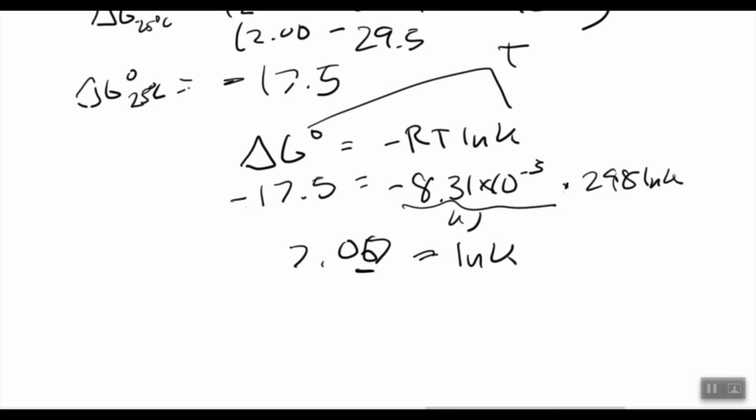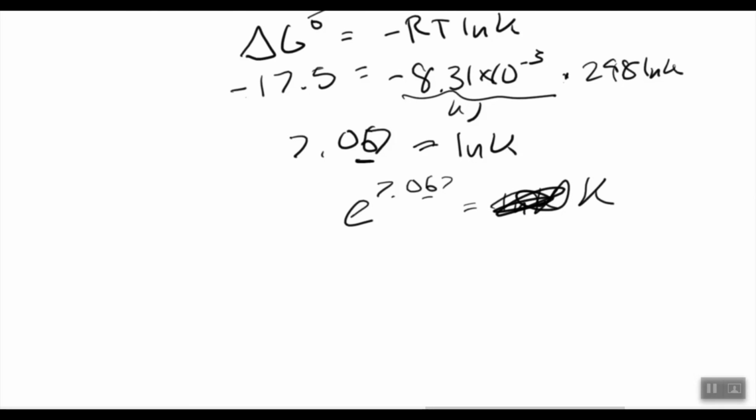Now we're going to raise e to that. So e to the 7.067 is equal to, the natural log cancels, just K. We use our rules, and we know that the number of decimal places is the number of sig figs. So e to the answer will give us a K that's equal to 1.2 times 10 to the third.